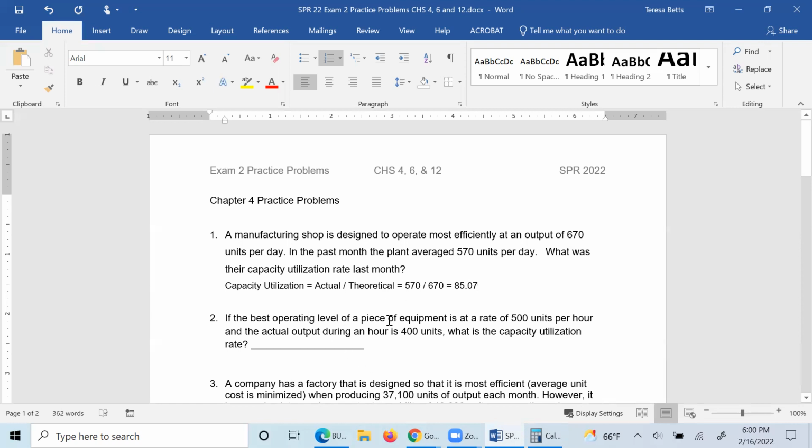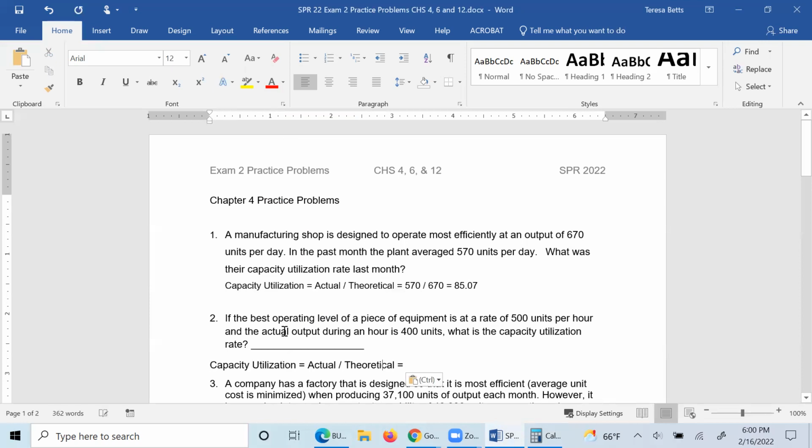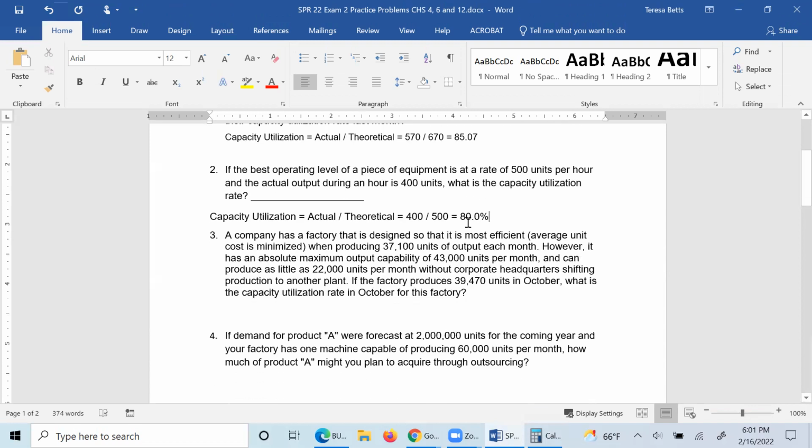If the best operating level of a piece of equipment is at a rate of 500 units per hour and the actual output is 400, what is the capacity utilization? We're doing basically the same thing as in the problem above. Only now our actual is 400 divided by our theoretical of 500, and that should be 80%. I get there by doubling to 800 out of 1,000, but if you did the math, 400 divided by 500, you should get 80% as well.